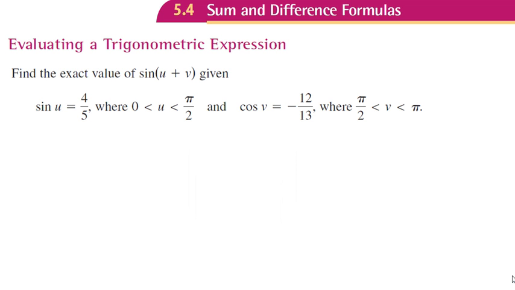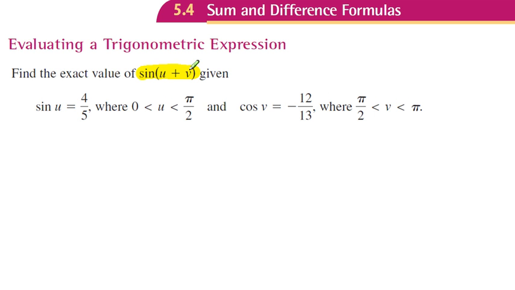I'm going to go ahead and find the exact value of the sine of u plus v. But we're going to take a slightly different approach because of the information that's given to us. We're given that the sine of u is 4/5. That's in the first quadrant. And we're also given that the cosine of v is negative 12/13, where that's in the second quadrant.